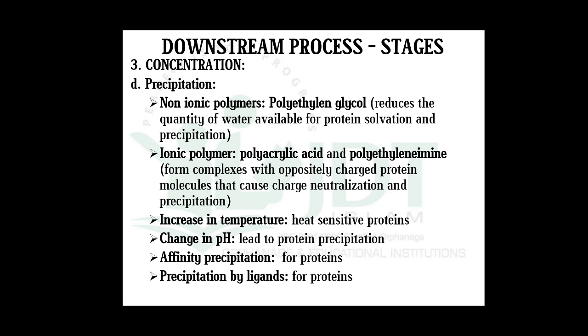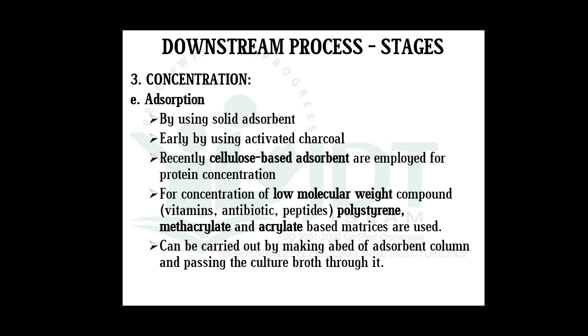Now by increasing temperature, we can precipitate heat sensitive proteins, and by changing pH, which will lead to protein precipitation. Then affinity precipitation is used for the precipitation of proteins, and precipitation by ligand also can be used for the precipitation or concentration of protein. So this is another method for concentration, and the last one is the adsorption method.